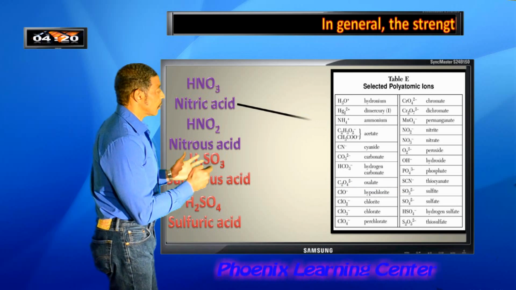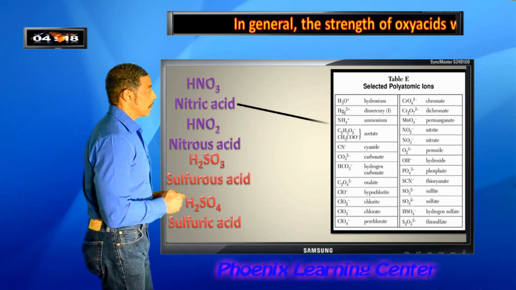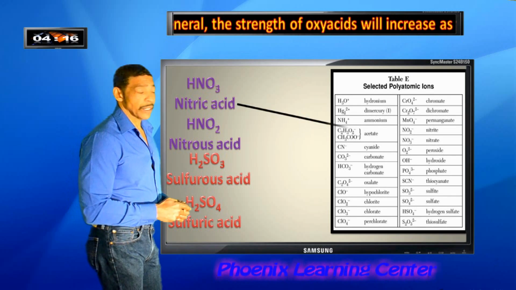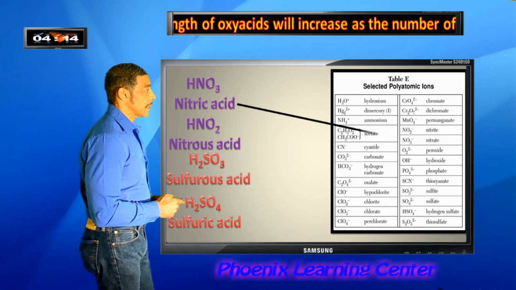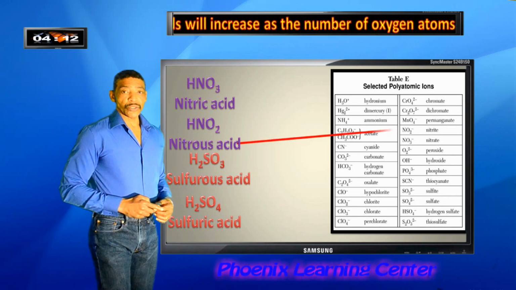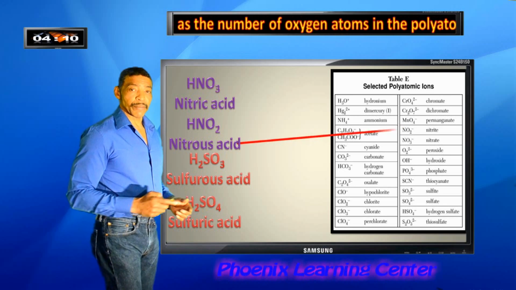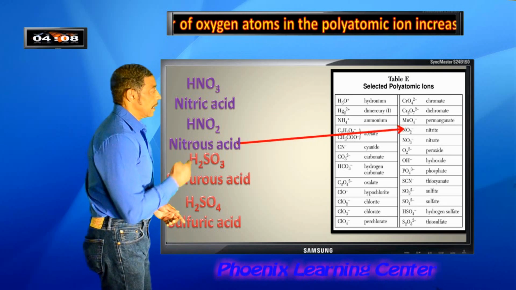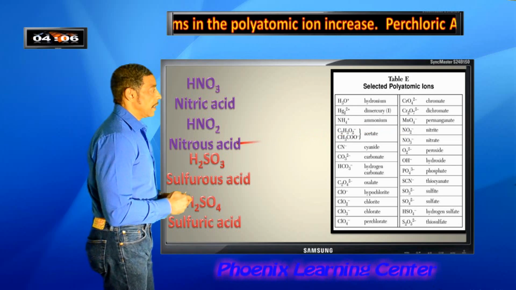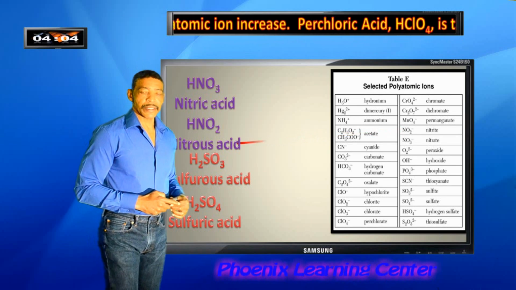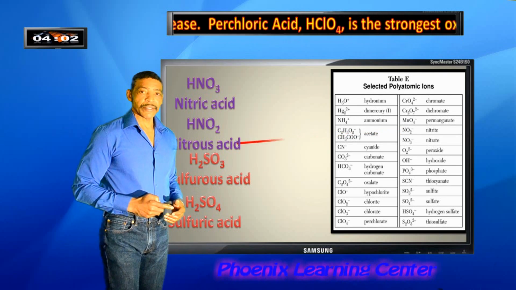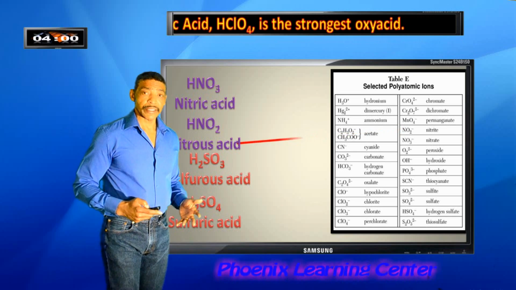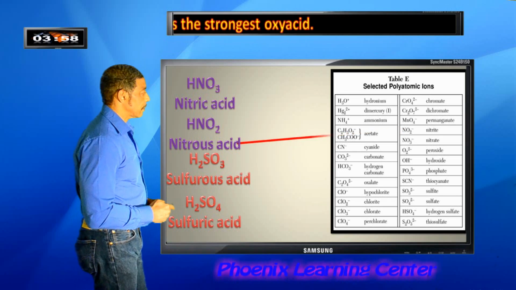The same logic applies to HNO3, which contains the nitrate polyatomic ion, and HNO2, which contains the nitrite polyatomic ion. In this example, the nitric acid will be the stronger acid, since this polyatomic ion contains more oxygen atoms.